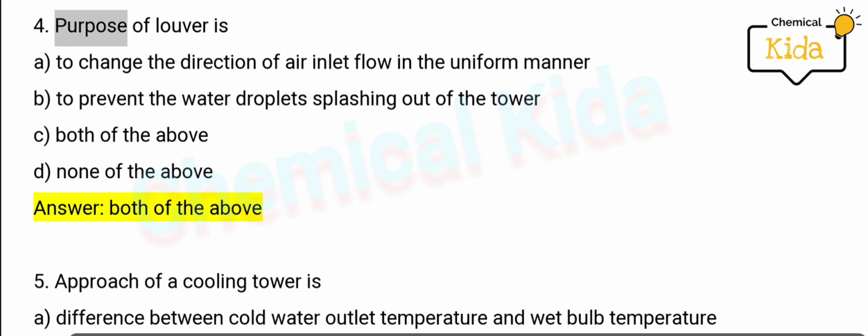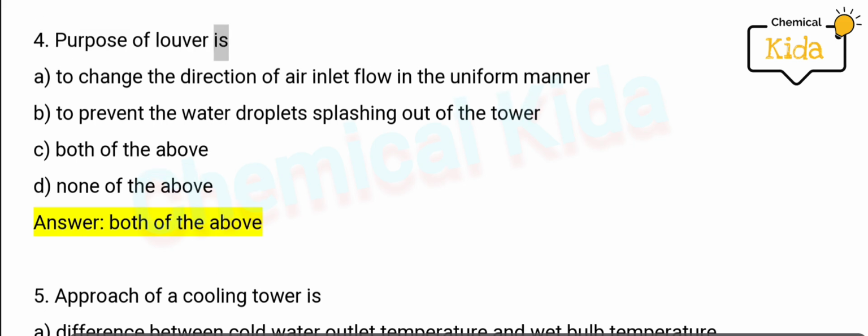4. Purpose of louver is: A. To change the direction of air inlet flow in a uniform manner. B. To prevent the water droplets splashing out of the tower. C. Both of the above. D. None of the above. Answer: both of the above.